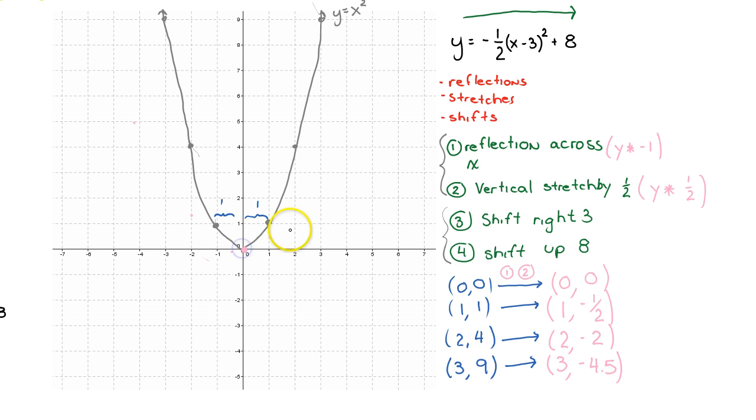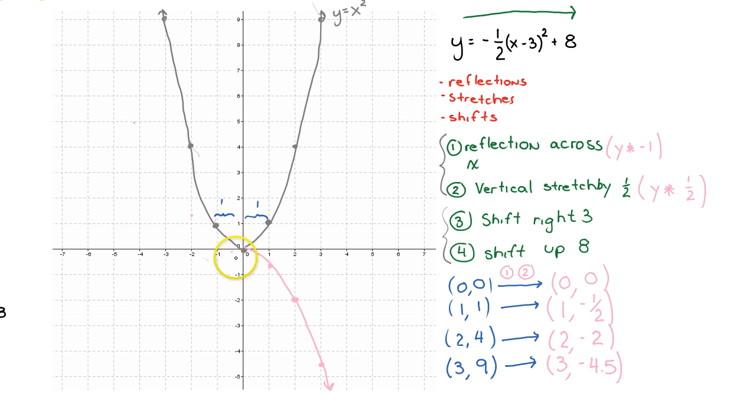So what I can do now is plot this first step after the first two transformations are made. So (0, 0) stays (0, 0). (1, 1) becomes (1, -1/2). (2, 4) becomes (2, -2). And (3, 9) becomes (3, -4.5). So there's that branch there.